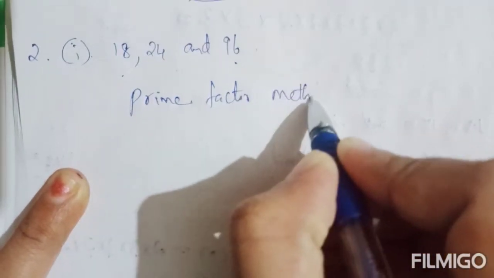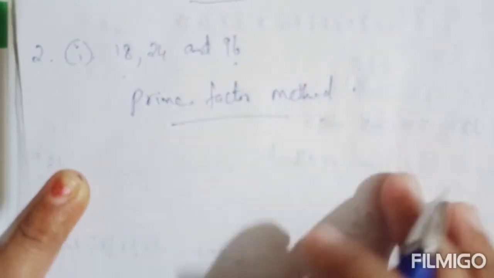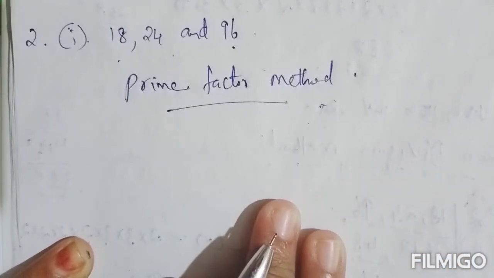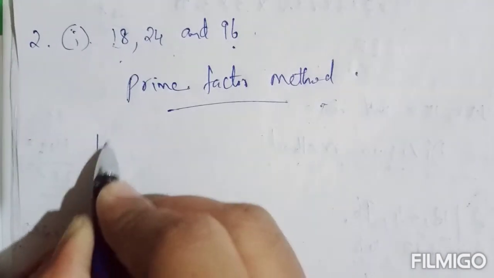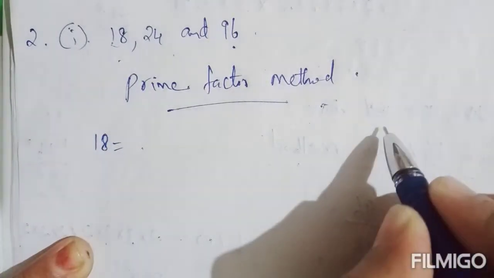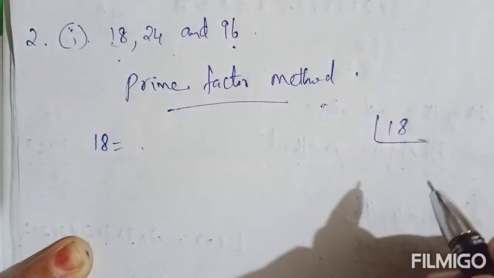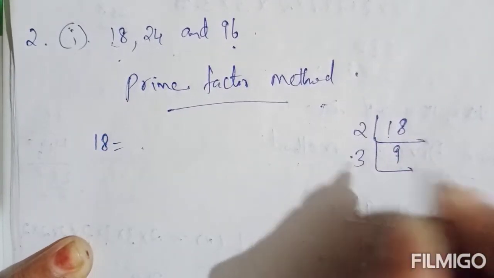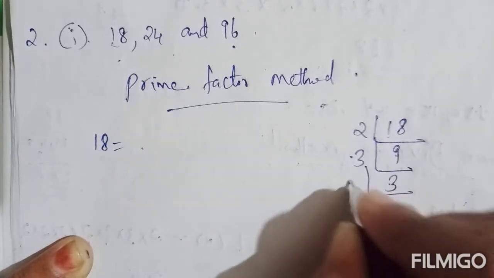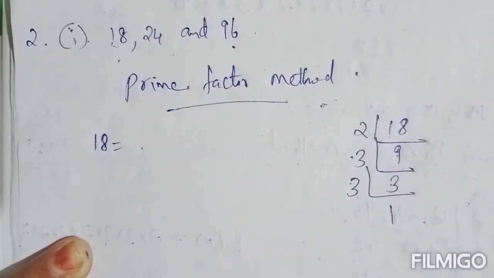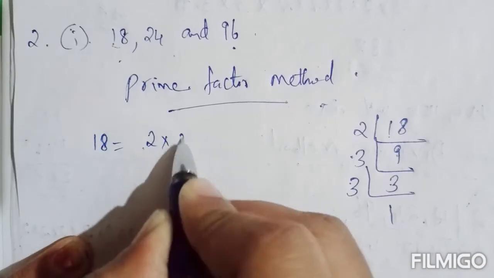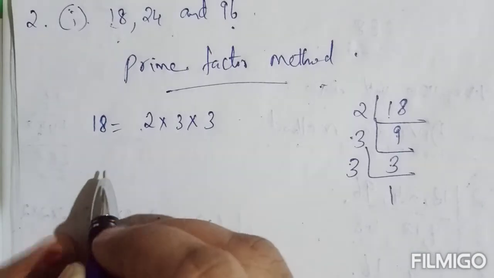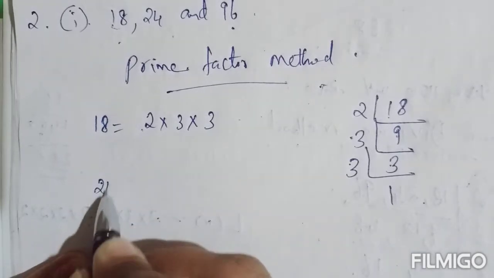Okay, in the prime factor method, what we are doing is the prime factorization of the given numbers. Okay, first number let us take 18. What will be the prime factorization of 18? 18 you can divide by 2, 9. 9 you can divide by 3, 3. 3 you can divide by 3, 1. Okay, so 18 equals 2 into 3 into 3. Okay. Next, you can write 24.